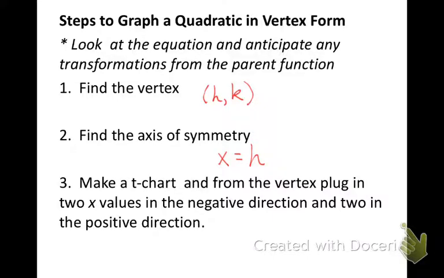Then lastly, you're going to make a t-chart, and then from the vertex plug in two values in the negative direction, and that's going to feel familiar because we did that in Concept 6, and then two in the positive direction. And then you'll have 5 excellent points to graph your parabola.